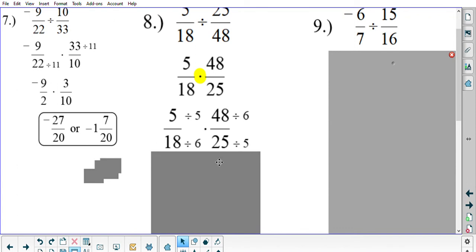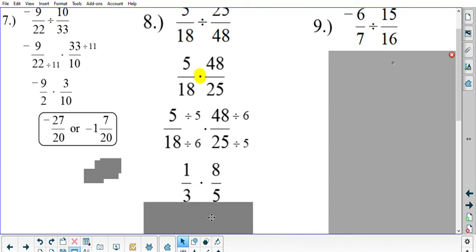That's why your 6th grade math teachers spent time teaching you how to find greatest common factors. In fact, you might have learned that in 5th grade as well. I don't know. All right, so where did I get these numbers from? 5 divided by 5 is 1. 18 divided by 6 is 3. 48 divided by 6 is 8. 25 divided by 5 is 5.